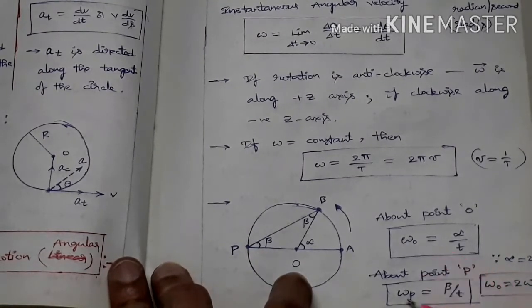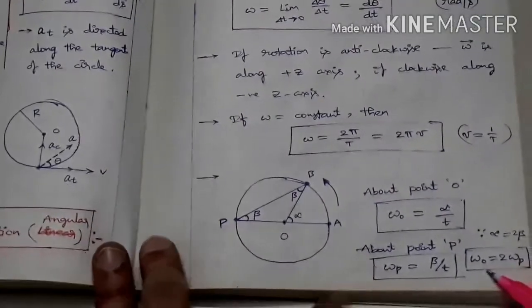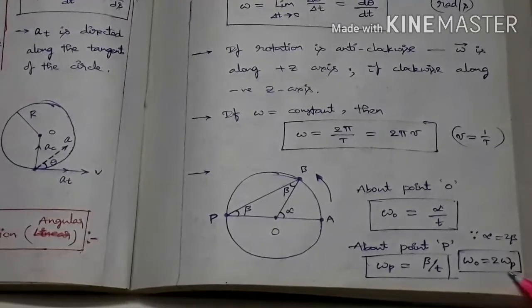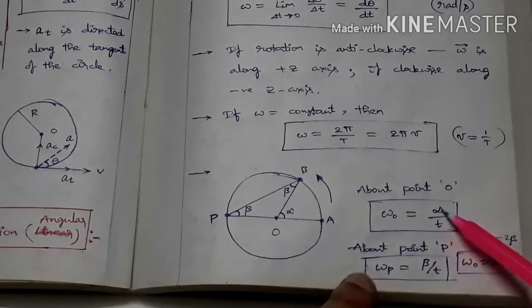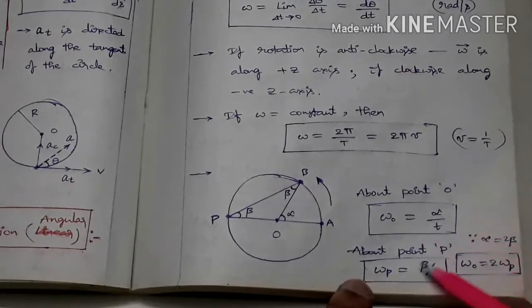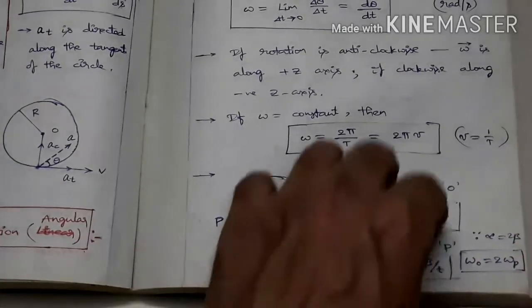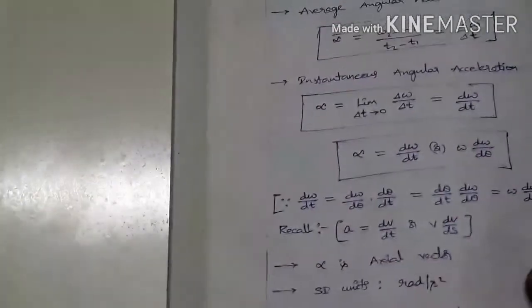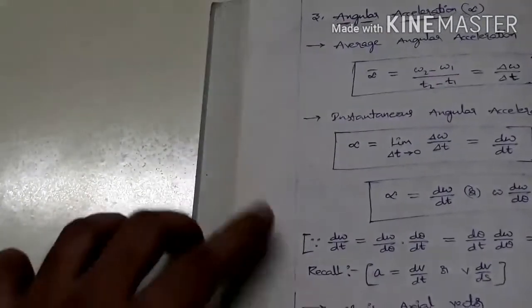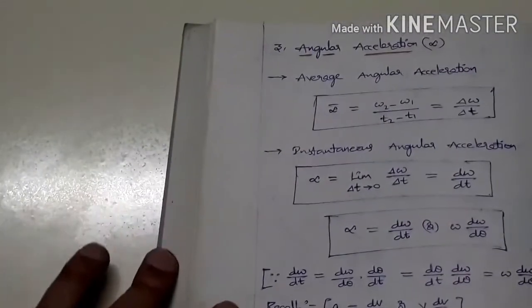And what is the relation between omega naught and omega p here? Omega naught equal to 2 times of omega p, because alpha equal to 2 beta. Put here alpha equal to 2 beta. So 2 into beta by t. Beta by t is omega p. Therefore omega naught equal to 2 times of omega p. So angular velocity is not same. If you take different points, it varies, depends upon the point chosen. Okay, next one.